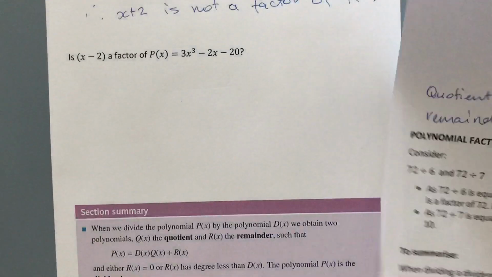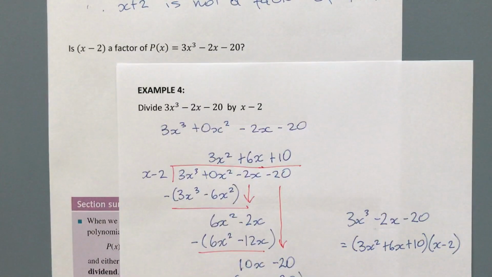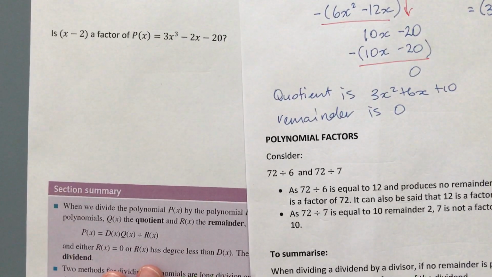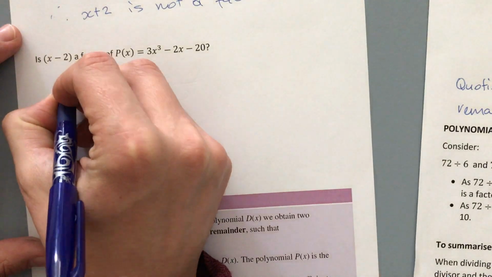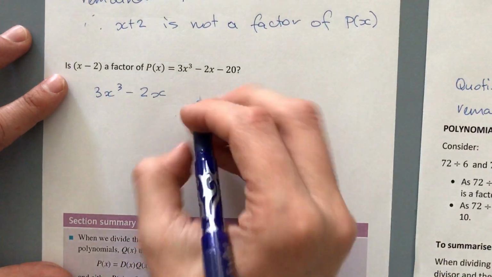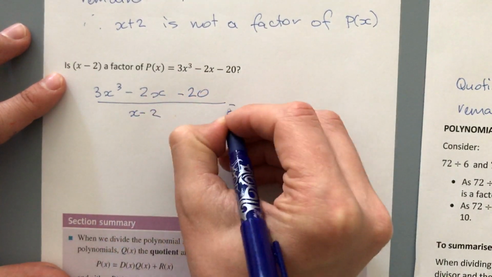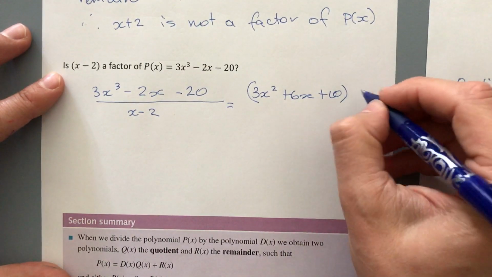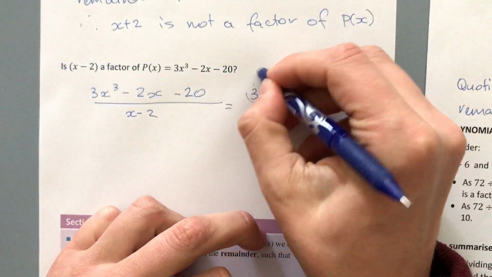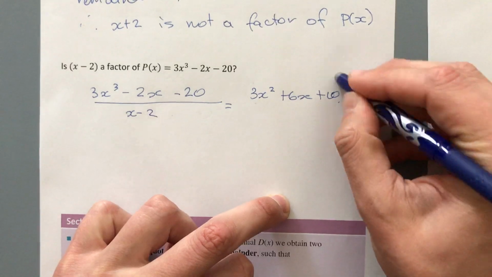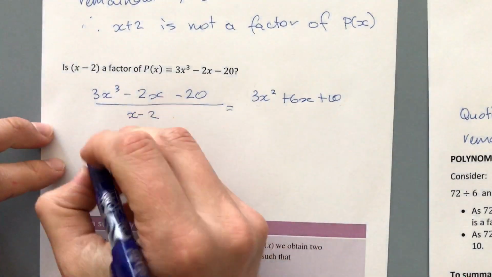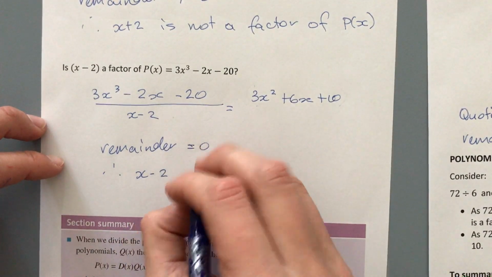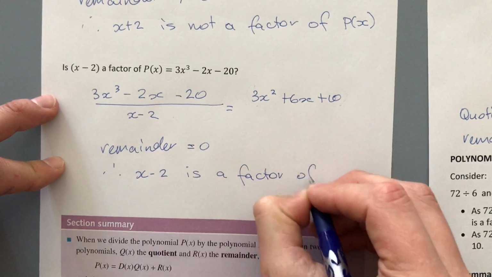Conversely, the other example that we looked at divided 3x cubed minus 2x minus 20 by x minus 2, and it produced a quotient of 3x squared plus 6x plus 10 and a remainder of 0. So what we can say about this is that 3x cubed minus 2x minus 20 divided by x minus 2 is equal to 3x squared plus 6x plus 10. Because there is no remainder, or the remainder is equal to 0, x minus 2 is a factor of p of x. Okay.